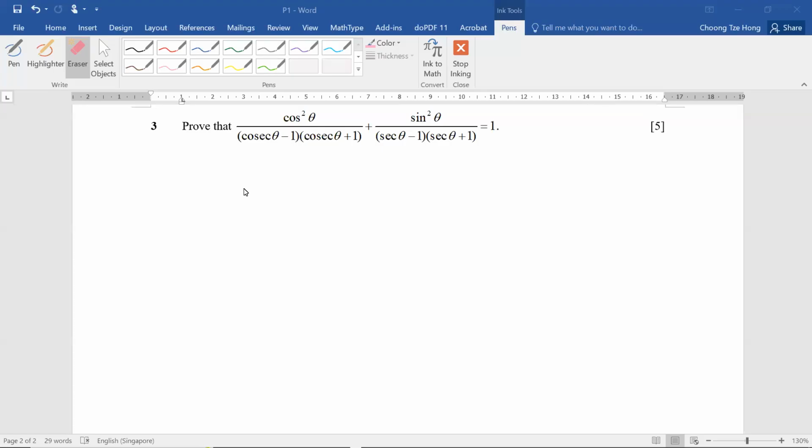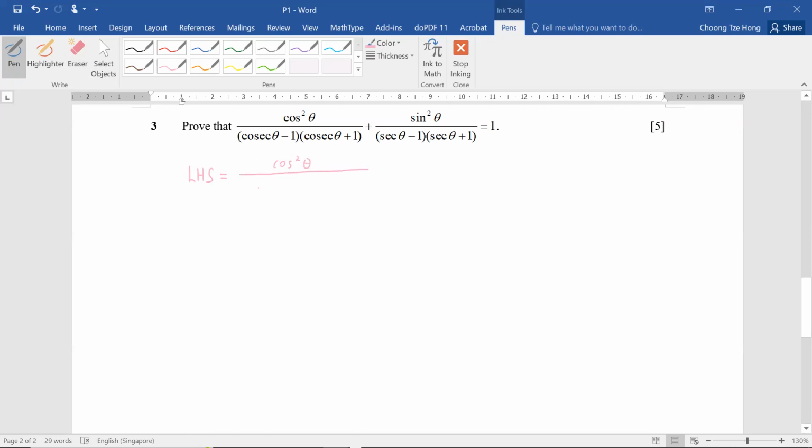Hi students, in this video I'll be going through the 2023 O-Level A Math Paper 1 question 3. Alright, so this is a question regarding the proving of trigo identities. For proving of trigo identities, we always want to start from the more complicated side. For this particular question, it's quite obvious that the left-hand side is more complicated. So that is where we want to start off.